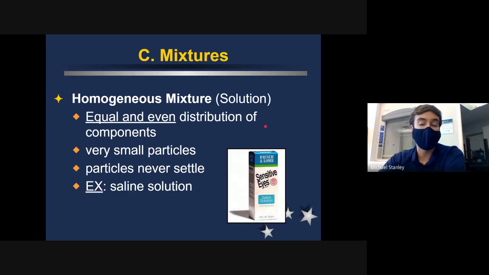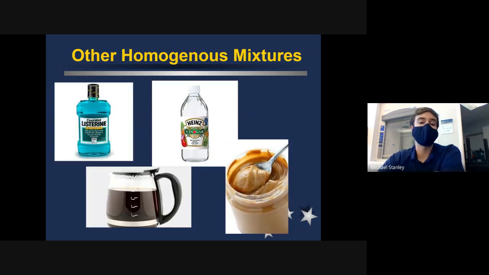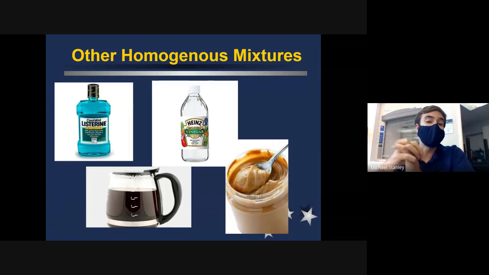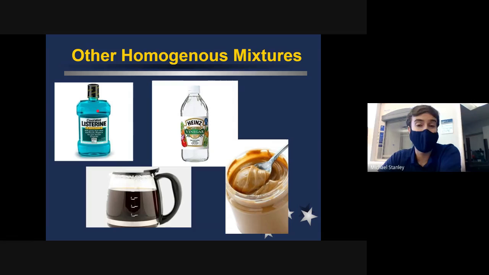Some other kind of everyday good examples of homogeneous mixtures include things like mouthwash. So when you mix the stuff around in your mouth, it has the antiseptic, it has water, and some like flavoring chemicals. Each one should be the same taste and the same feel, because each swig that you take should have the same combination of medicine and water and flavoring. It's all evenly and equally distributed throughout the entire bottle. So every single sip, every single capful should be the same.